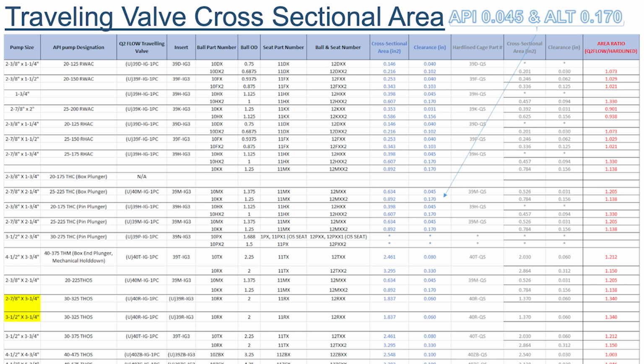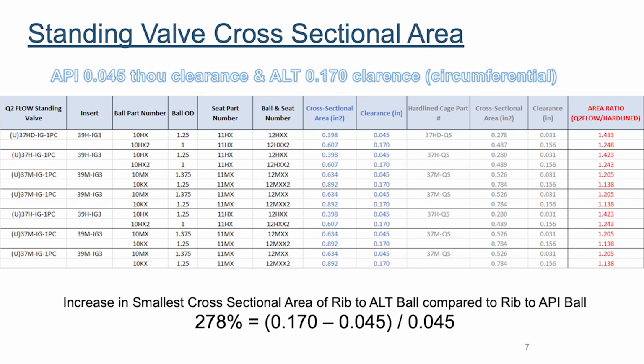And then for the alternative pattern ball, you've got between like 0.17 or 0.165. So that's 170 thou difference in your clearance between your ball and your seat. And of course, this is the area that gets plugged up quite a bit with solids. Standing valve, same scenario. But on the bottom here, as you can see, I've actually done a quick calculation for you. With the clearance between the alternative pattern with respect to the API, we're 278% larger cross-sectional flow area with an alternative pattern ball.